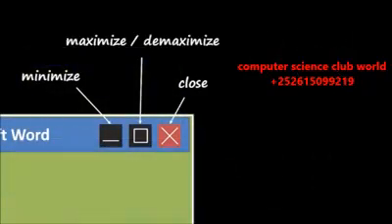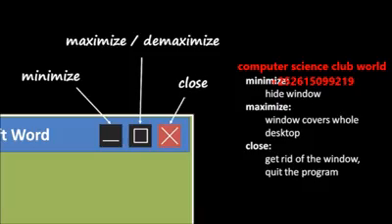In the top right of every program window, you should see these three buttons in this order. On the left, there's the Minimize button, in the middle, there's the Maximize/Demaximize button, and on the right, there's a Close button. The Close button, not surprisingly, closes the window. It gets rid of the window, and it exits the program and makes the program stop running. The Maximize button puts the window into a special state where it covers the whole desktop area and it's on top of all the other windows.